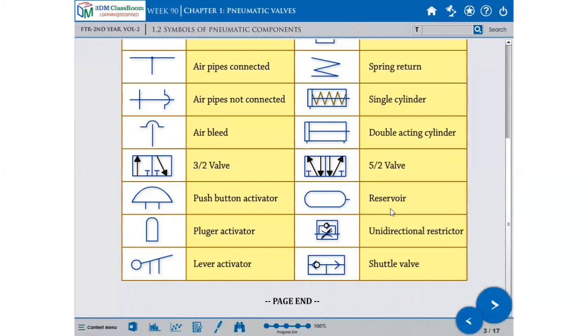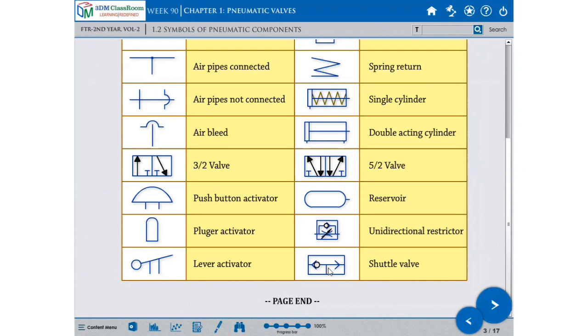Then this is called reservoir, meaning receiving tank. This is a unidirectional resistor. Unidirectional resistor looks like this. Shuttle valve in your system: if there is a shuttle valve, the symbol will be like this. When you operate this shuttle valve, the ball has to be brought to the middle. Both sides have compressed air connection, and pressing one side will not operate it. You have to operate both sides.